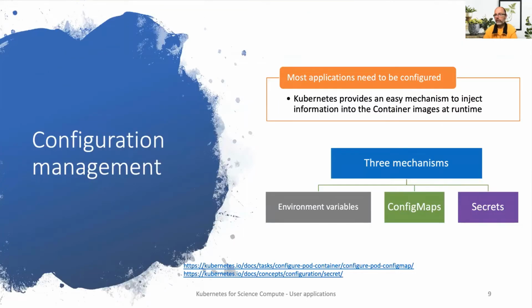Let's start with the first one, and I showed this slide before. It's essentially configuration management. You want to customize what your pod looks like, starting from a basic image that you pulled from Docker Hub or somewhere else. And as I mentioned before, you really have three options. You either inject environment variables, you use config maps, or you use secrets. And I'll go over all three of them now.